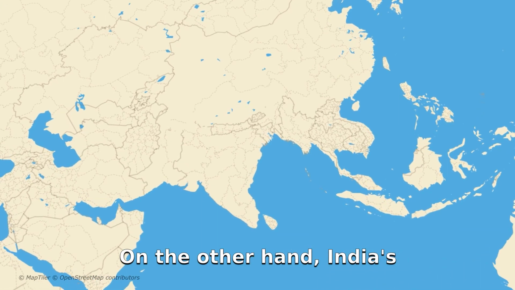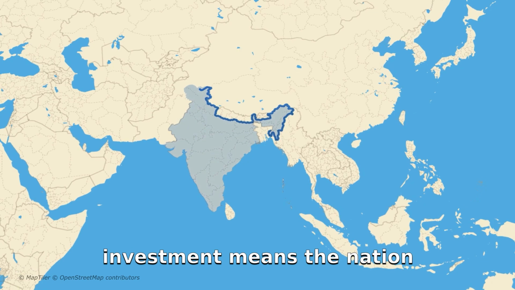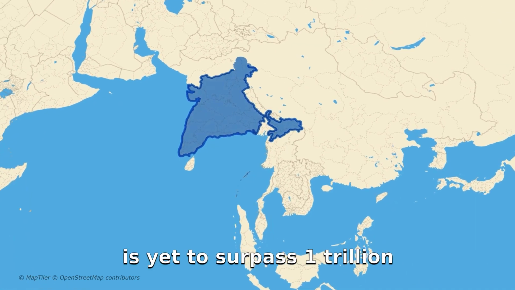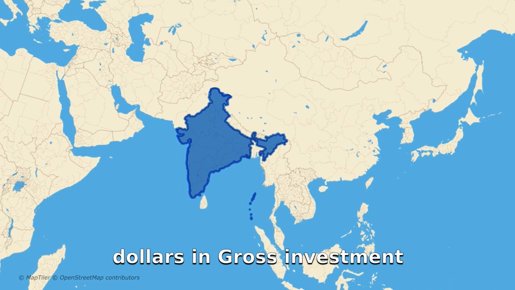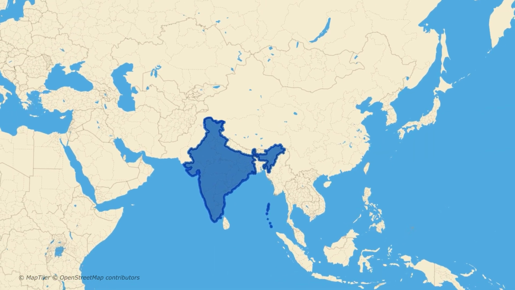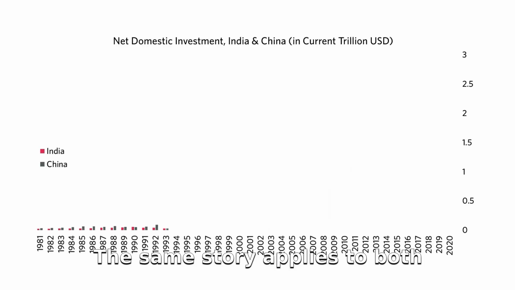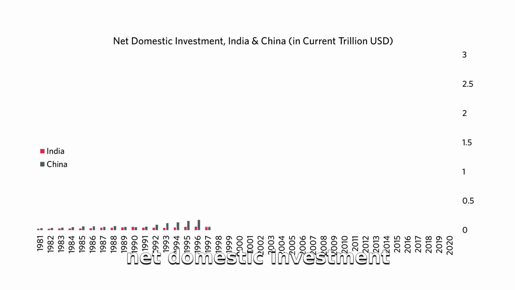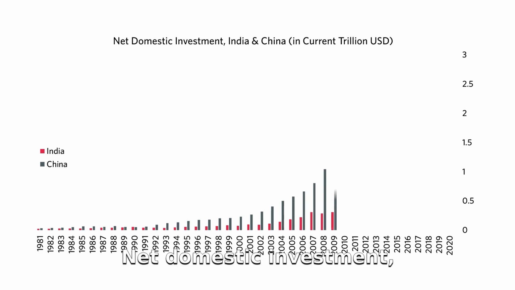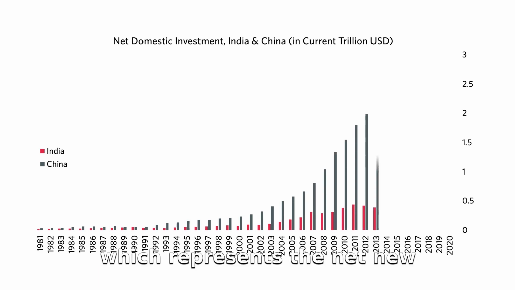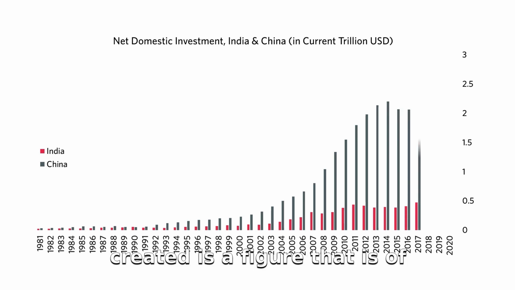On the other hand, India's modest gross capital investment means the nation is yet to surpass $1 trillion, as the South Asian nation has made $900 billion in gross investment in 2021. The same story applies to each nation's net domestic investment, which is nothing but gross fixed capital investment minus depreciation capital expenditure.